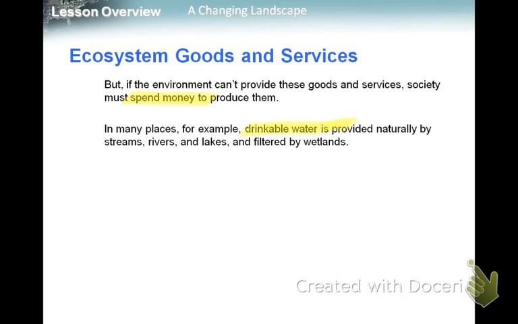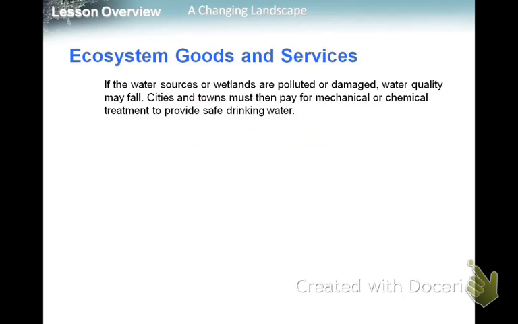Drinkable water can be provided naturally by streams, rivers, and lakes, and it can be filtered by wetlands. But if there's pollution, water quality can fall. Then cities and towns have to pay for mechanical or chemical means to provide safe drinking water.